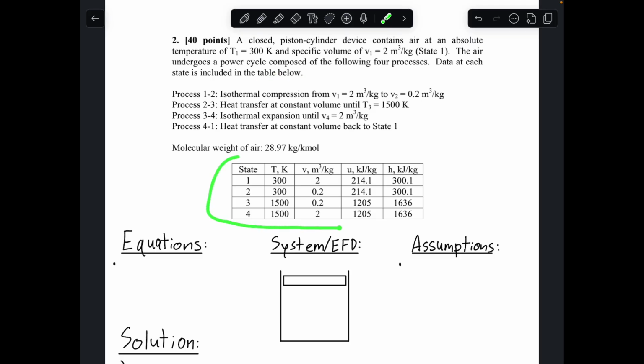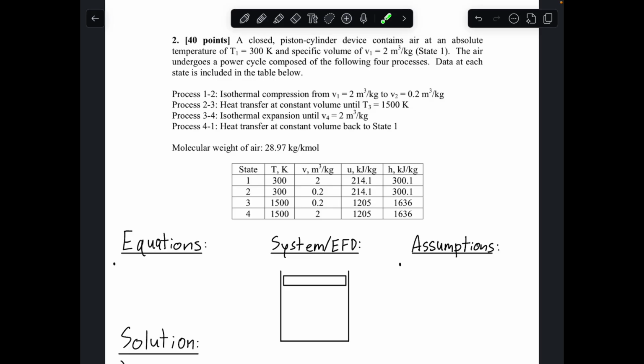They give us this table here below with all of the different properties for temperature, specific volume, internal energy, and enthalpy at all of these 4 states here. So I'm going to spend some time setting up the problem first before we get into the solution. Again, they want us to set up our equations, our system, and our energy flow diagram, and our assumptions before we get into our solution.